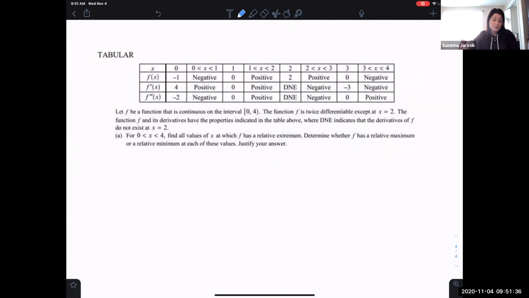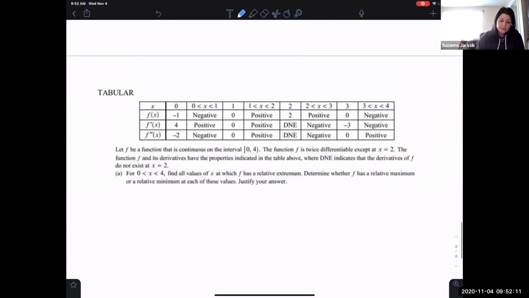Let F be a function that is continuous on the interval from 0 inclusive to 4 non-inclusive. The function F is twice differentiable except at x equals 2. The function F and its derivatives have the properties indicated in the table, where D and E indicates that the derivatives of F do not exist at x equals 2. For x between 0 and 4, find all values of x at which F has a relative extremum. Determine whether F has a relative maximum or a relative minimum at each of these values. Justify your answer.